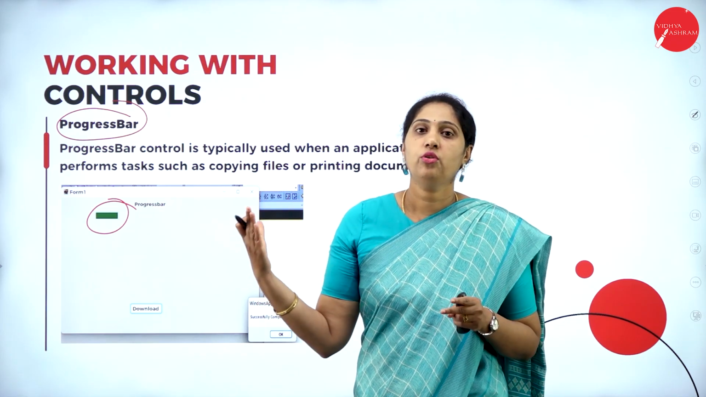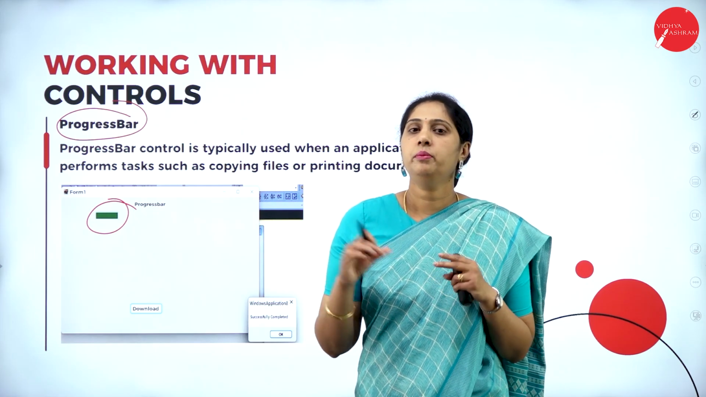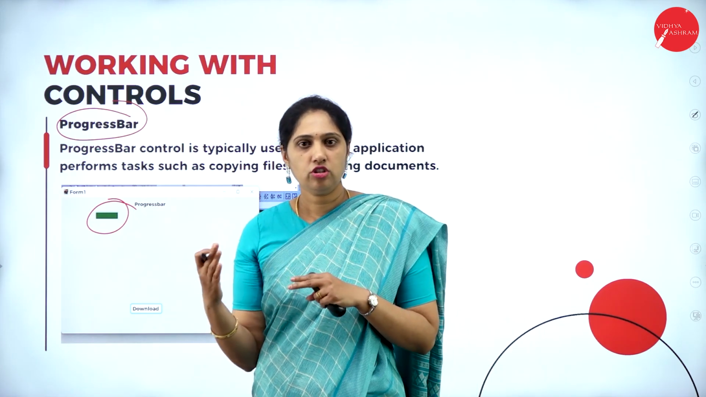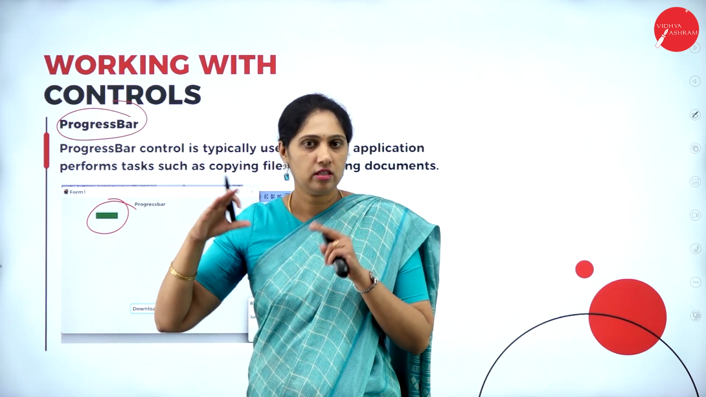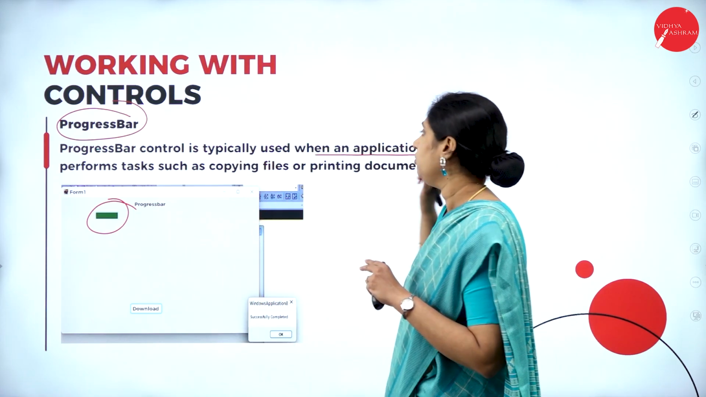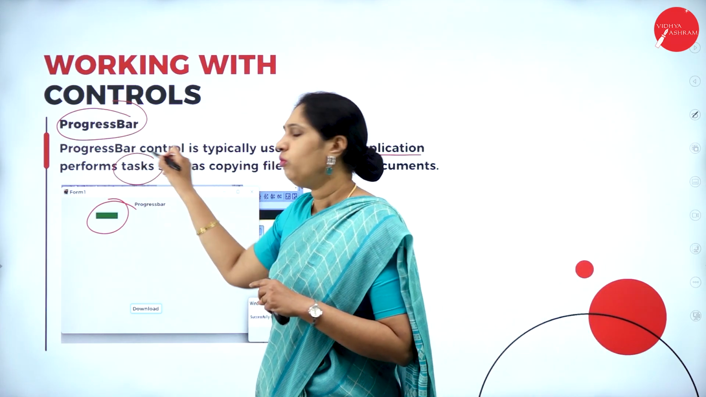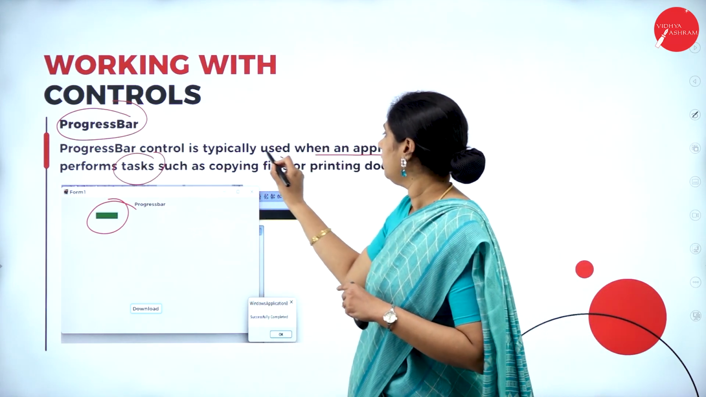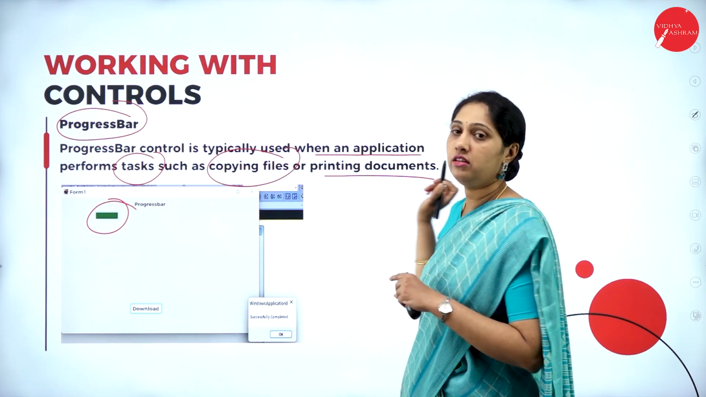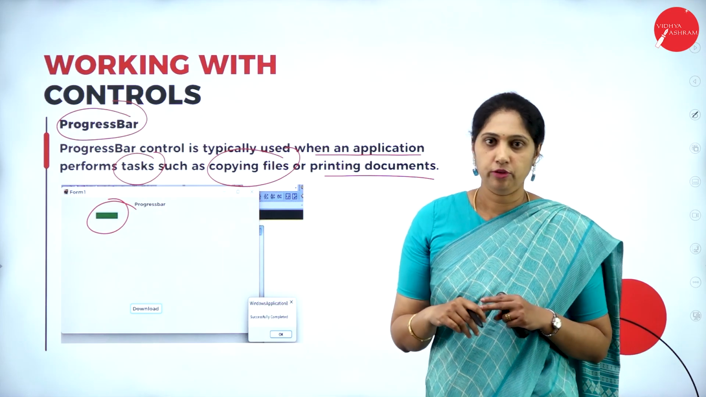Or suppose you are going for an installation, again the same setup is there. The progress will be seen. It is installed or it is going to take some more time to install. That is progress bar. It's typically used when an application performs a task. What task? It is nothing but copying the files, printing the documents. When you have many documents, this progress will help you.